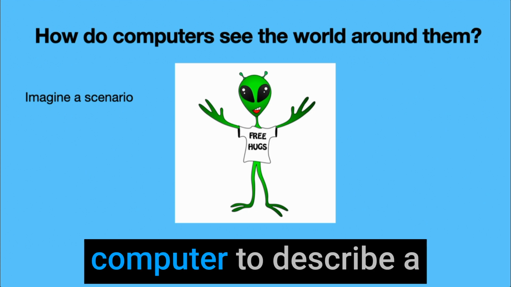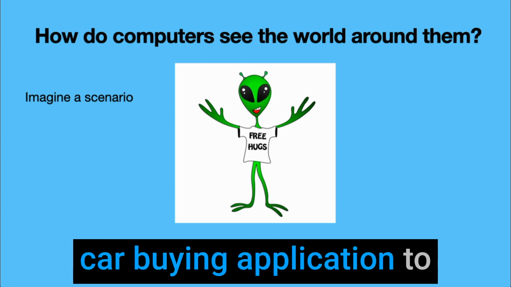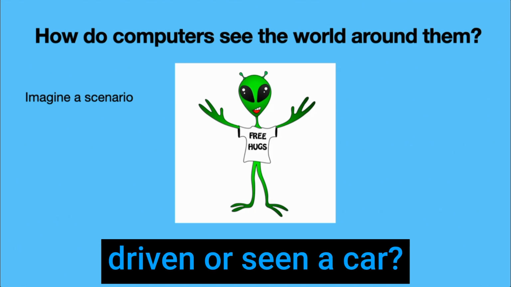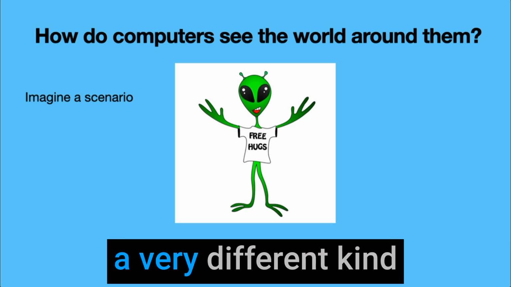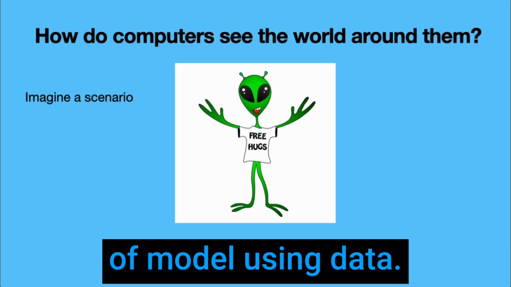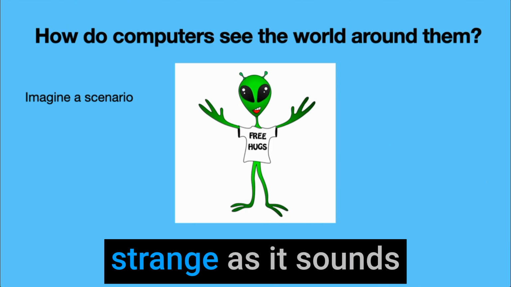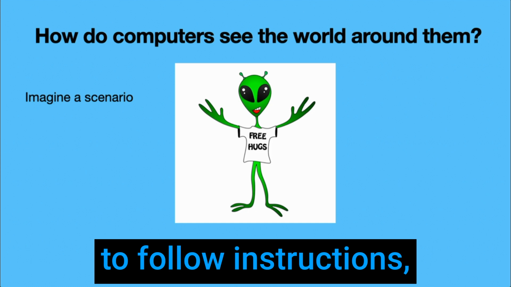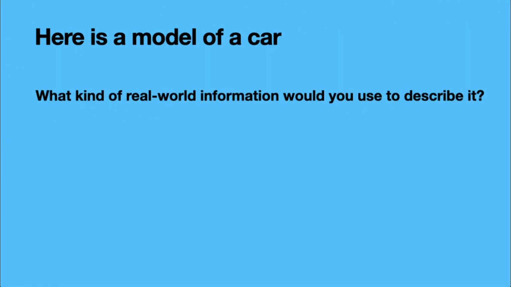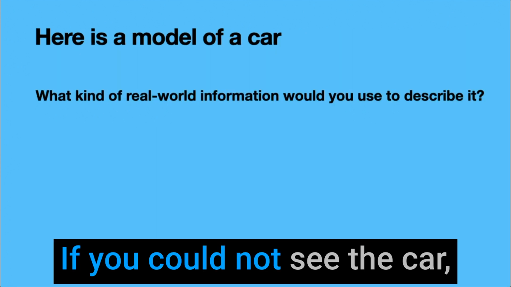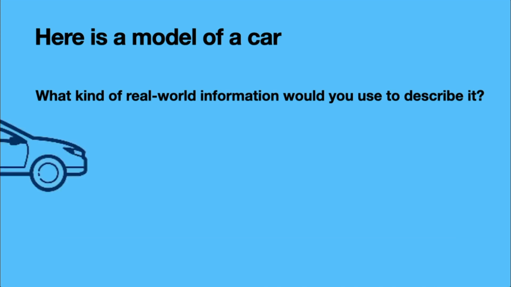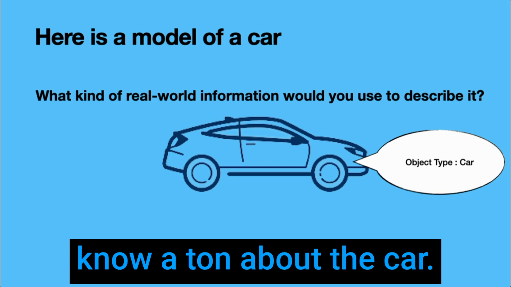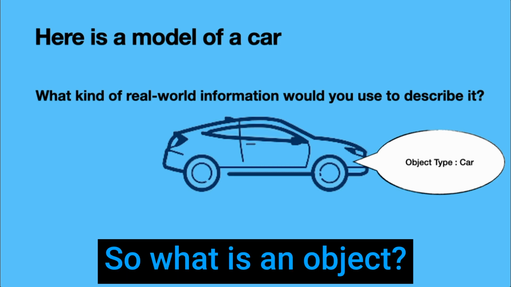So how do we use a computer to describe a car buying application to a computer who's never driven or seen a car? The answer is that programmers create a very different kind of model using data. It's not as scary or as strange as it sounds because data is all computers need in order to follow instructions to perform tasks. If you could not see the car, the data in the information box alone would still let you know a ton about the car.